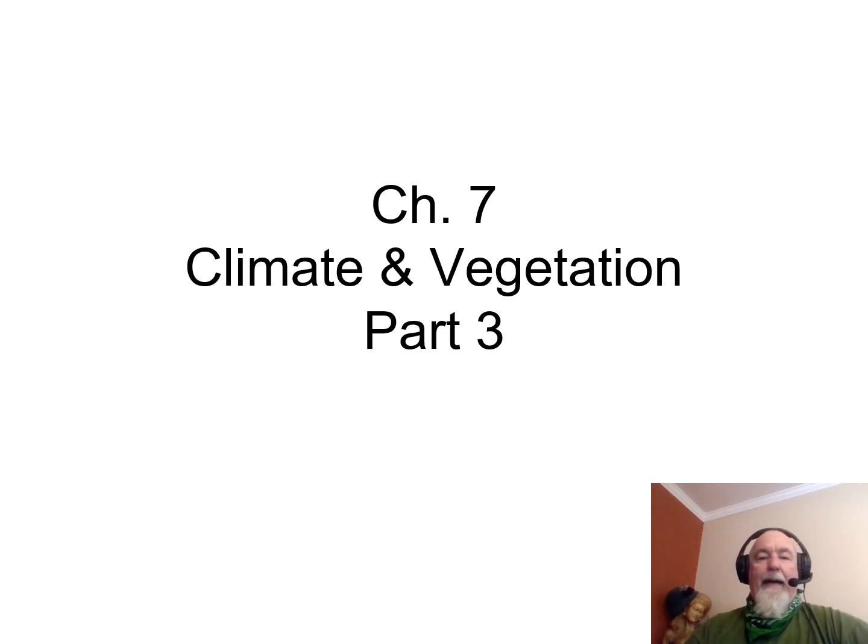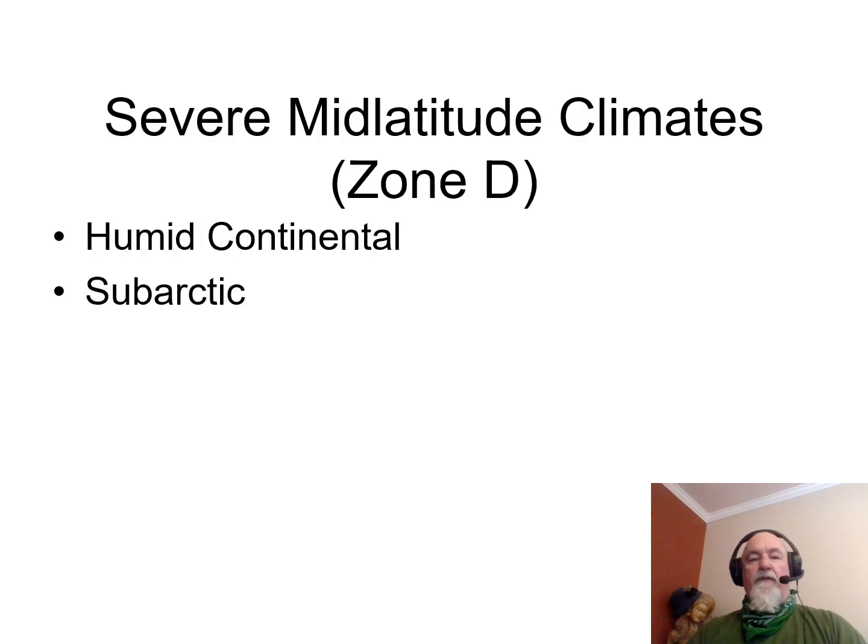Hi team, welcome back. This is the third part of Chapter 7, Climate and Vegetation. We've already covered the intro section as well as the A climates, the B climates, and the C climates. So now it's time to move on to the D climates.